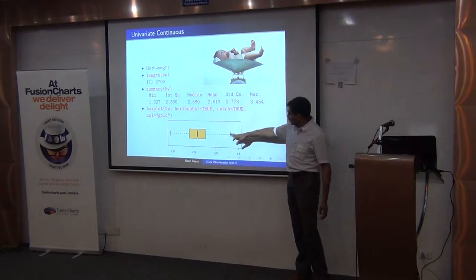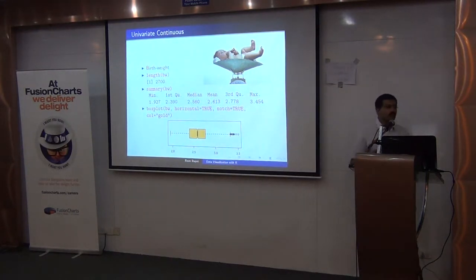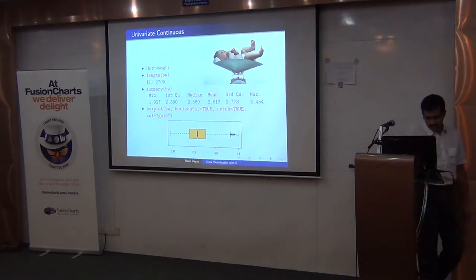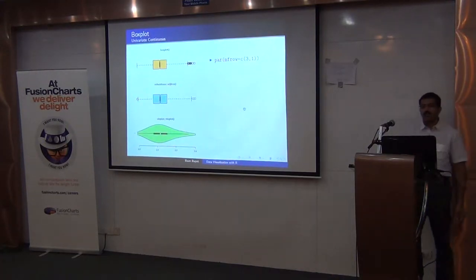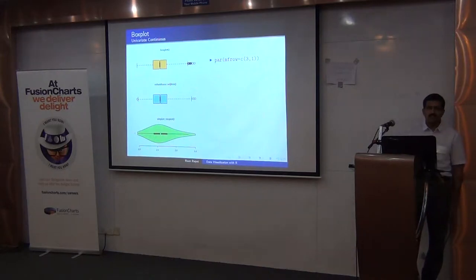And these things that you see here are the outliers. So it's a very, very obvious and simple way of identifying outliers. Okay. While we are on the box plot, there are three different types of box plots which are commonly looked at. The first one is the box plot that you have seen.